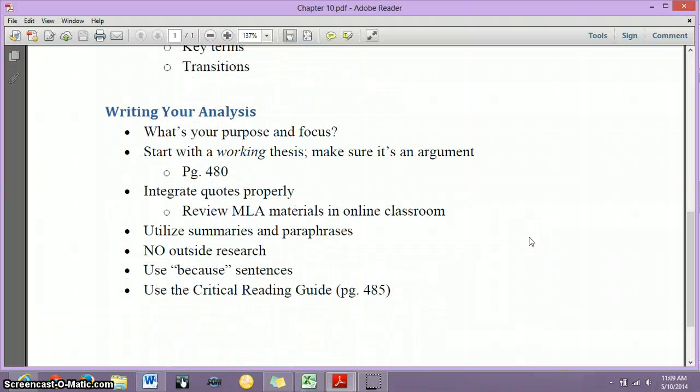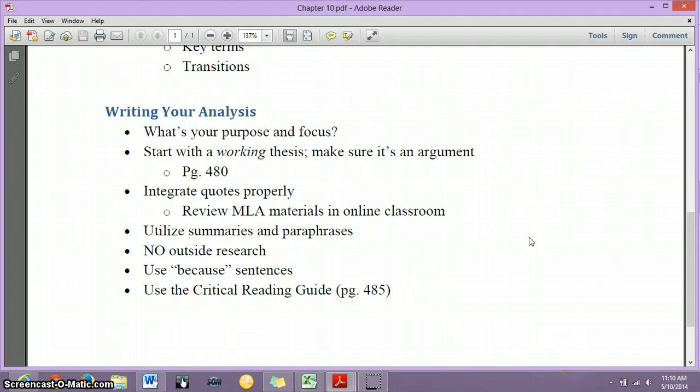So when you go to write your own analysis, you need to think about what your purpose is and what your focus is. In the prompt, I tell you that your essay is written to someone who's read the story but wants to know more about the characters. So that's your job. So your purpose is to inform your reader and to make an argument about what you think is going on within the character that you choose. But you also have to make sure that you really focus your thesis statement, because it just needs to be more specific than just a general analysis.